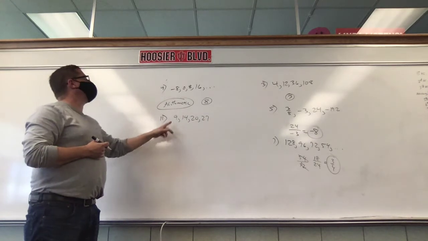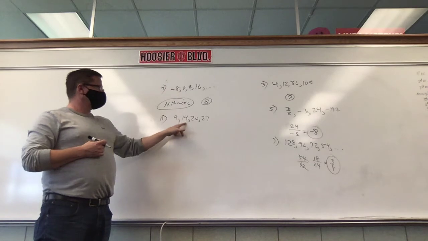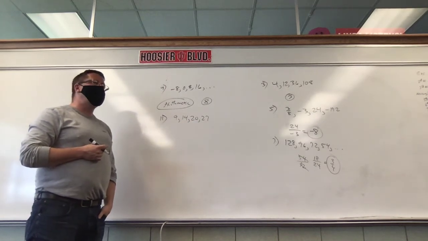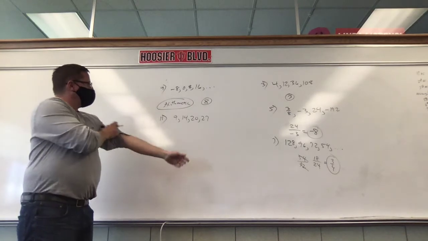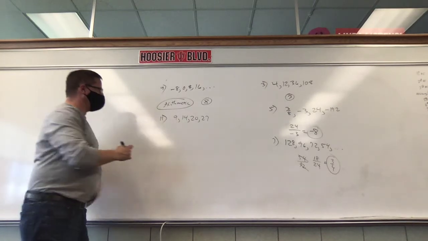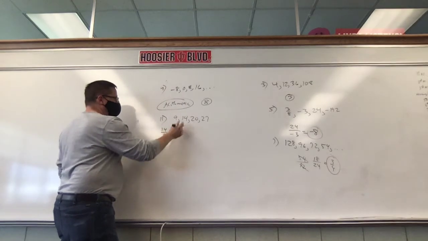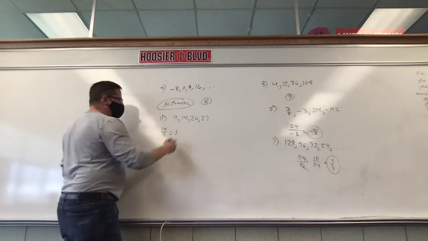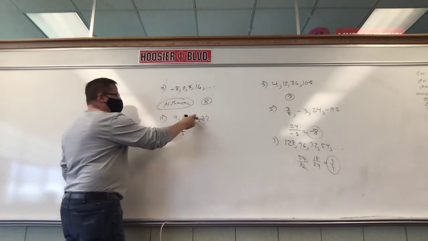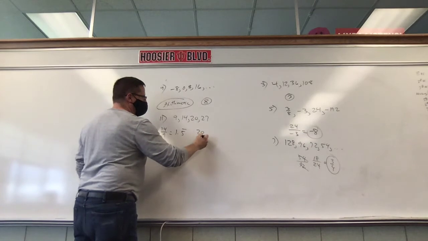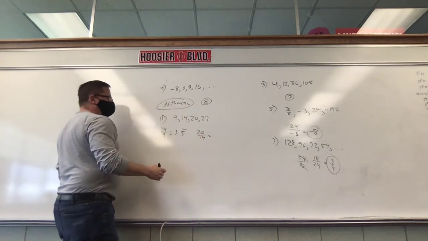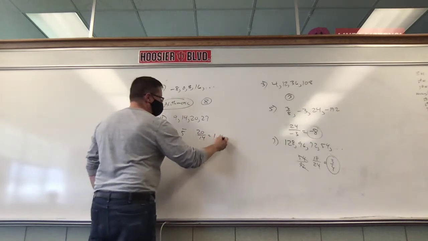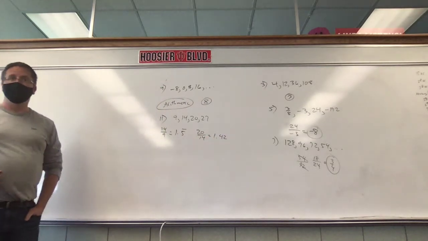It couldn't because it went up 5, then it went up 6, and then it went up 7. Okay, so it's not arithmetic. Is it geometric? Well, let's check. If I take 14 divided by 9, take any number and divide by the one in front of it. You use a calculator, you're going to get 1.5 repeating. If I take 20 divided by 14, you get 1.428571. So is it geometric? No.